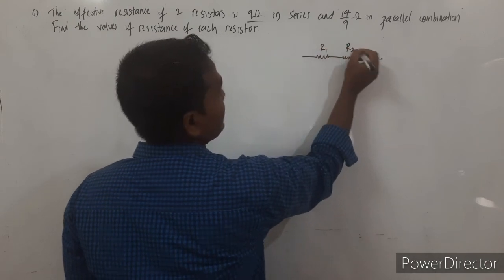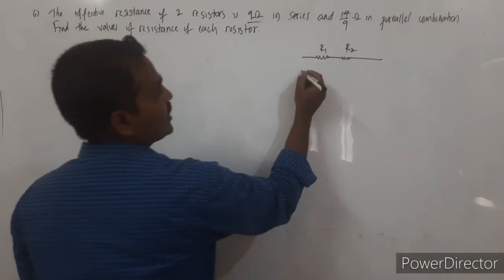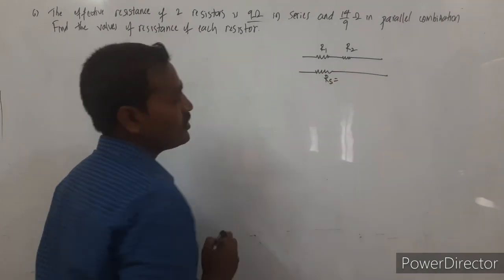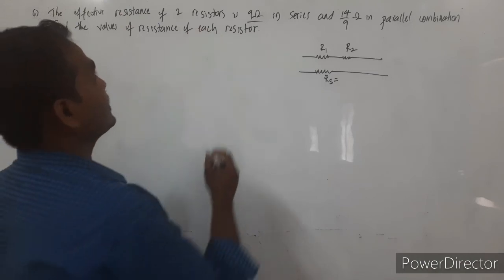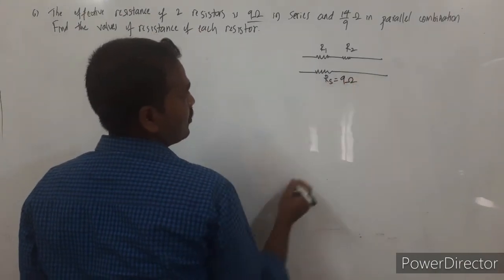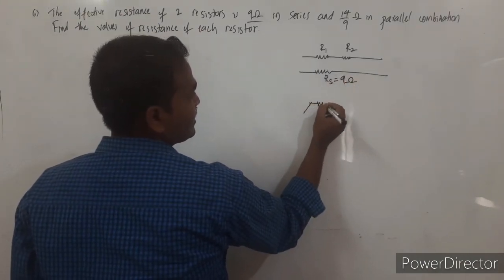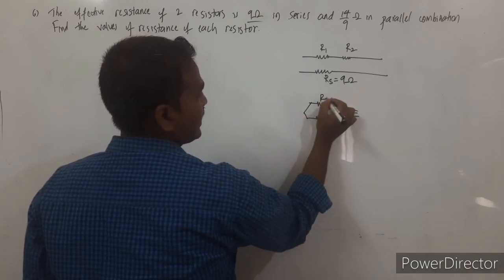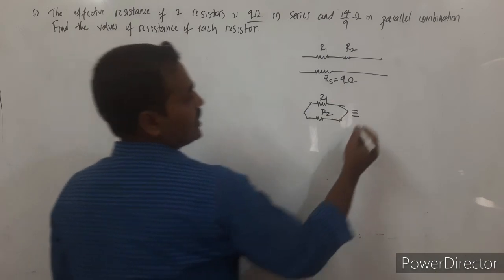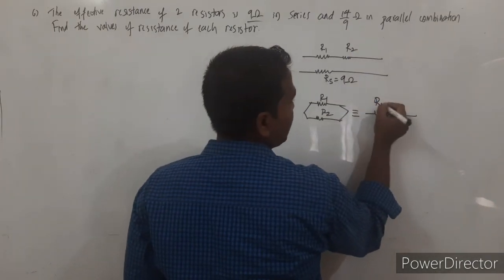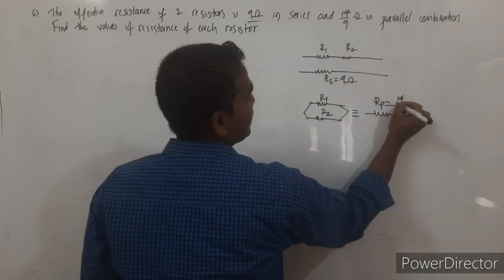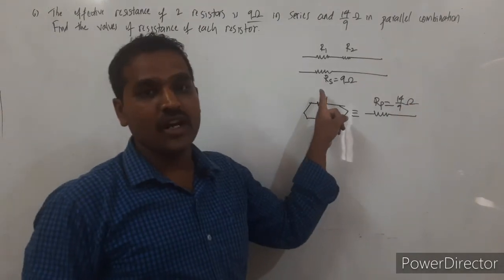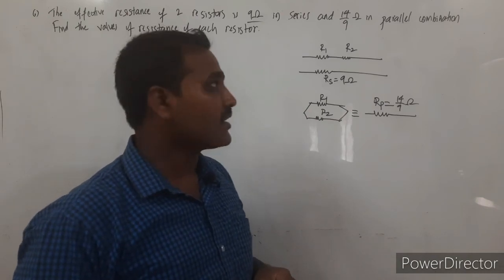let us say the first resistor is R1, second resistor is R2, the equivalent resistance, that is Rs, the effective series resistance, is 9 ohm. Similarly, when the same resistors are connected in parallel combination, again it is R1, R2 here. The effective resistance, that is Rp, is going to be 14 divided by 9 ohms. We have to find the individual values of R1 and R2 by the given data here.